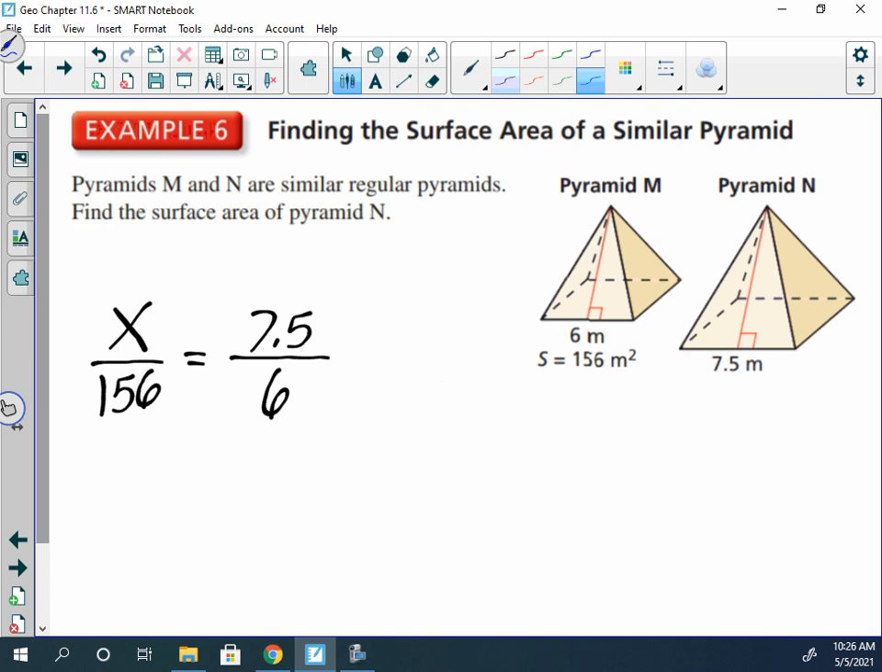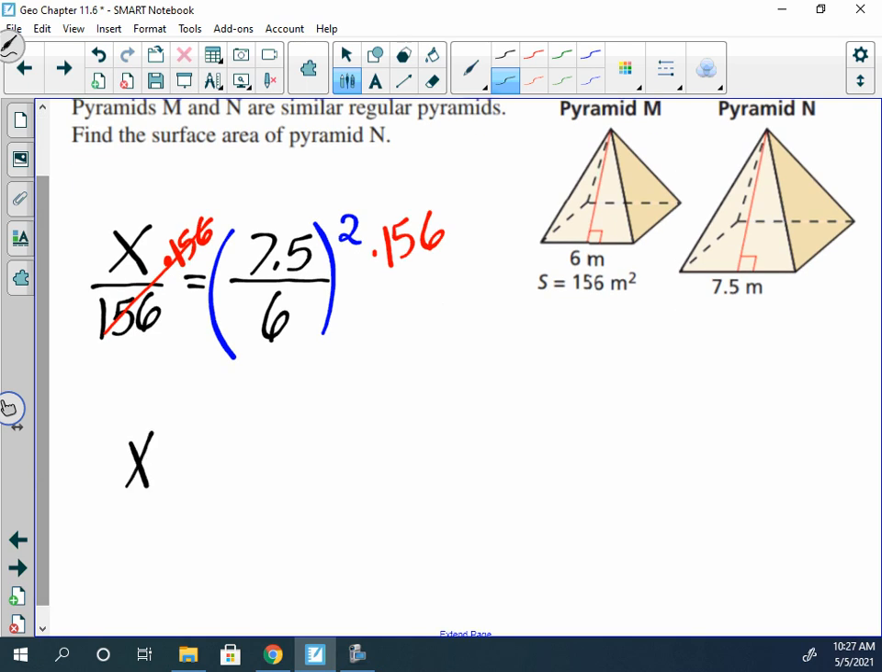Well, I need them to be proportional, because if we're talking about square units with surface area, I need our other lengths to be squared also. Because when we talk about areas, our scale factor has to be squared. Surface area, our scale factor needs to be squared. And now, yes, we can multiply both sides by 156. So really that tells us that the surface area, the one we want, is 7.5 over 6 squared times 156.